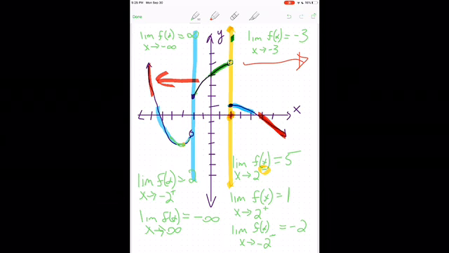The next thing we're going to do is tie together limits with removable discontinuities, infinite discontinuities, and then horizontal and vertical asymptotes.